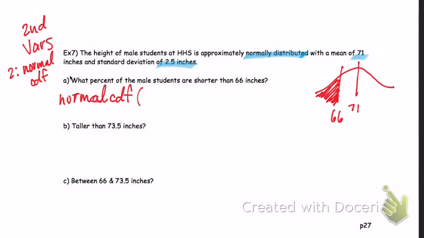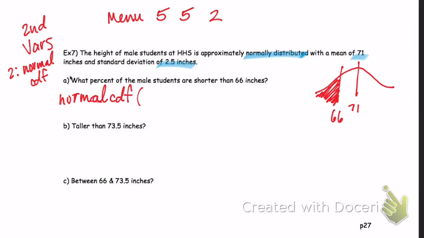Does everyone have a menu that prompts them to do a lower and an upper bound? Yes. Okay, if you have an Inspire, you're going to hit menu 552. If yours doesn't have something to prompt you for the lower and upper bound, then you need to update the calculator, and I will do that for you. So normal CDF gives you a lower, an upper, a mean, and a standard deviation.